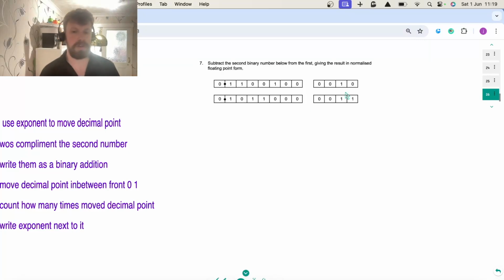So we are going to 2's complement the second number, and then we are going to add that on to the other number using exactly the same method as we did before with the addition. All it does is mean that we don't have to learn any different rules for binary subtraction.